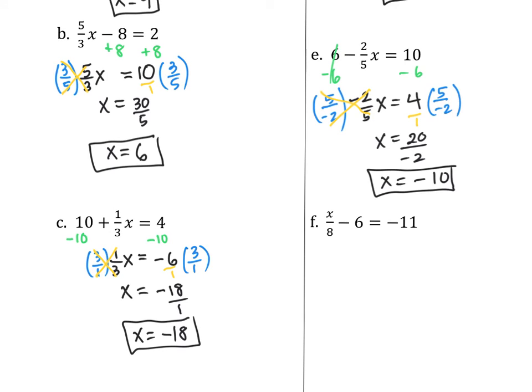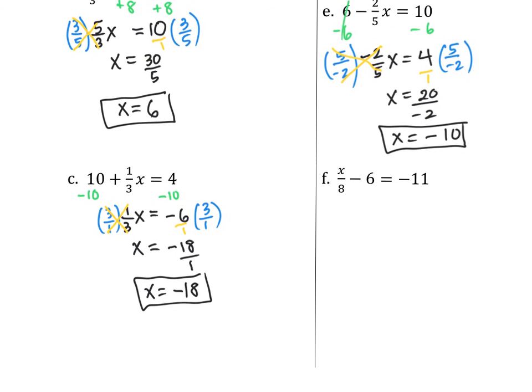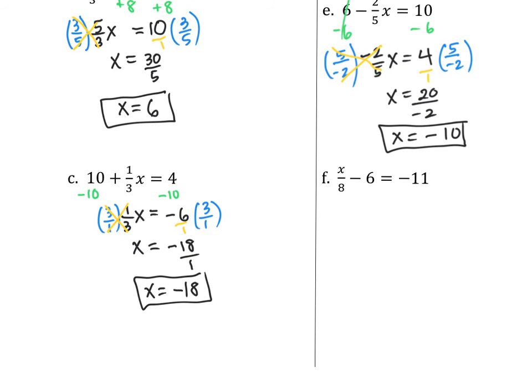Okay, one more example, and then I'm going to have you try these on your own. Okay, let's see. I have x over 8 minus 6. So I'm going to cancel the -6 first. Plus 6, plus 6. X over 8 equals -11 plus 6 is going to be negative. And when I subtract, I get 5.